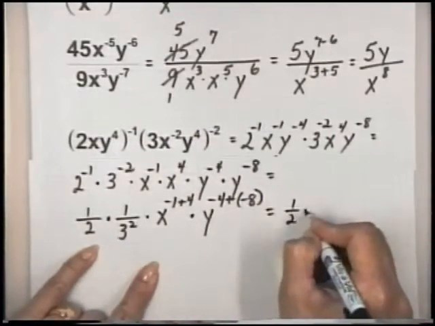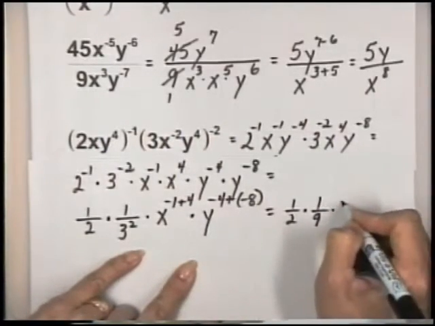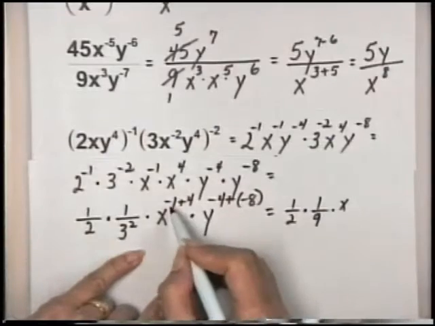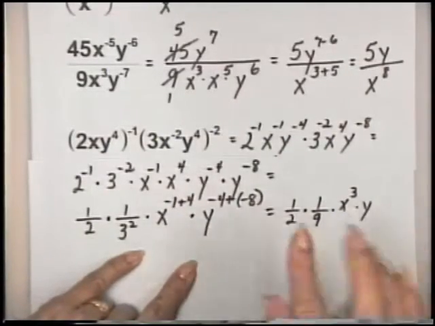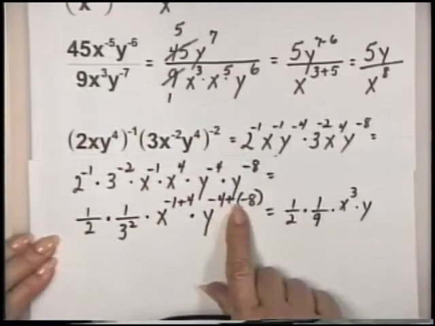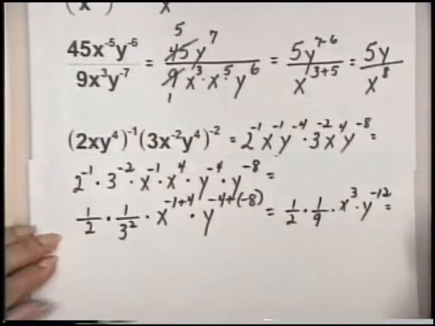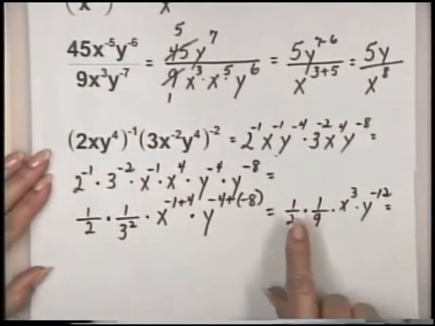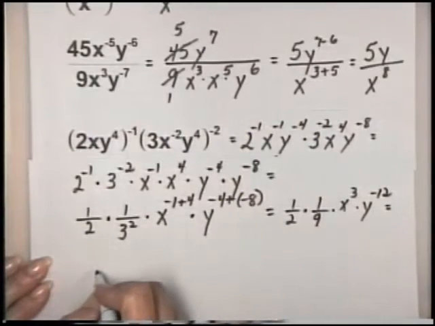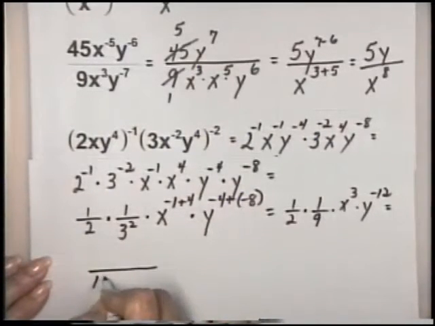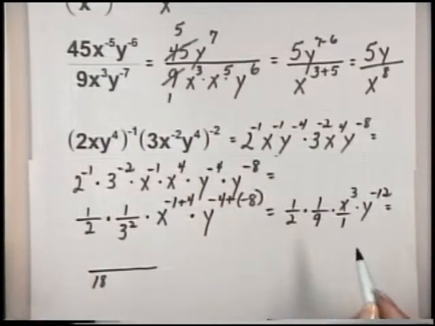So let's see here. I believe I could go ahead and say 1/2 times, let's square that 3 to get 1/9, times x to the negative 1 plus 4 would give me 3, times y to the negative 4 plus a negative 8 would give me a negative 12. Now I will have 1/2 times 1/9, which would give me 1 over 18.